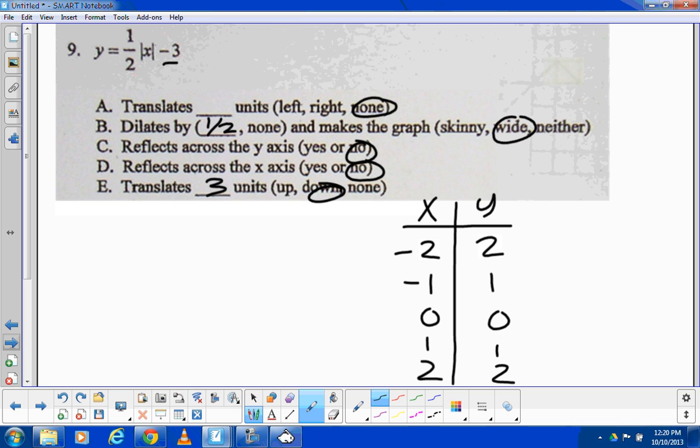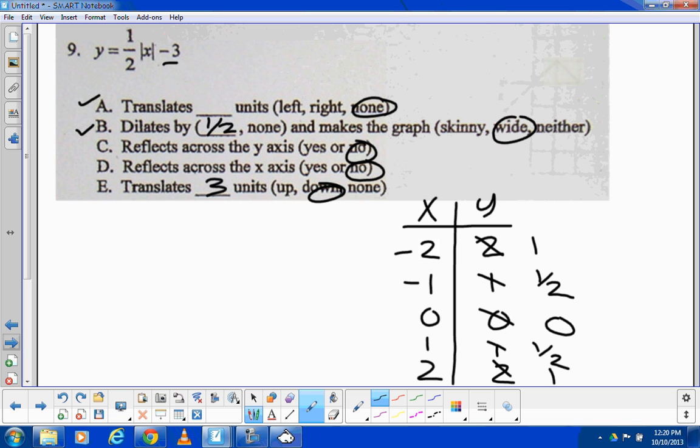Okay, so let's do our transformations here. So nothing to do on part A. Part B, let's dilate by half. So the y's by half here. 2 times a half is 1. 1 times a half is a half. That's still 0. 1 times a half is a half. And 2 times a half is 1.